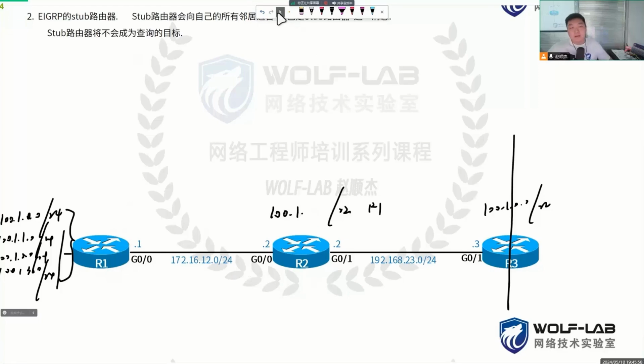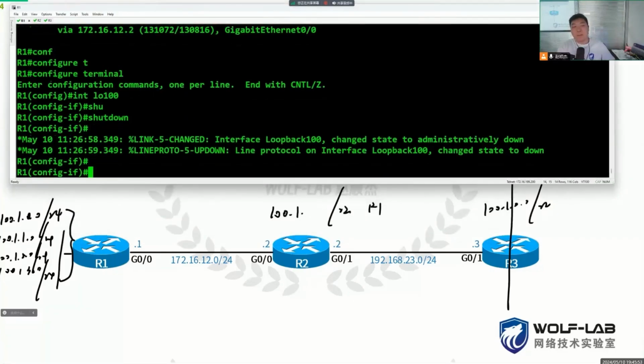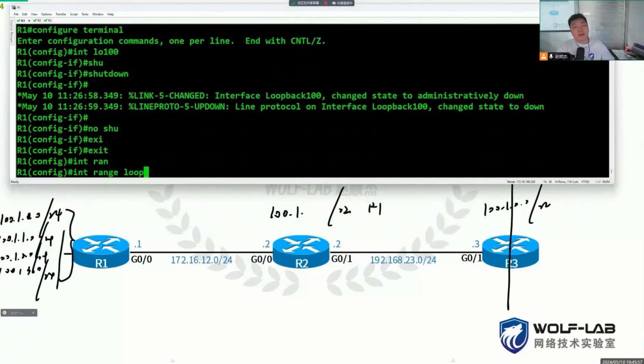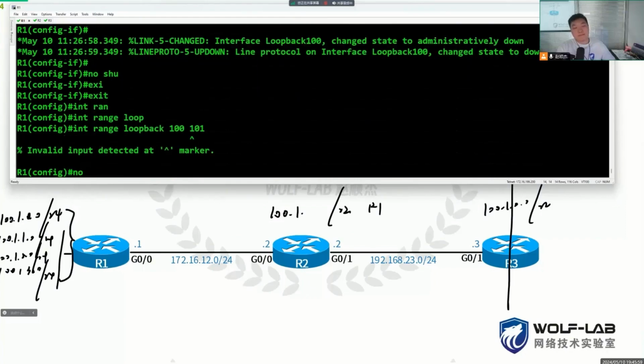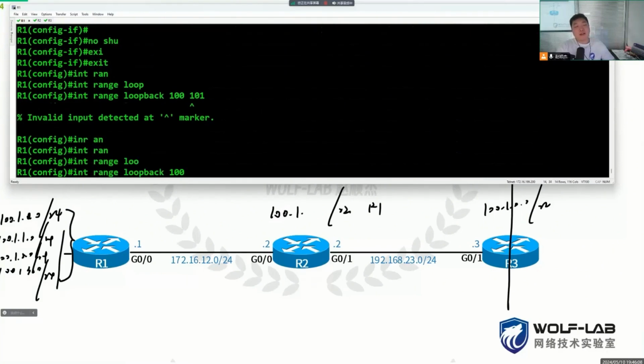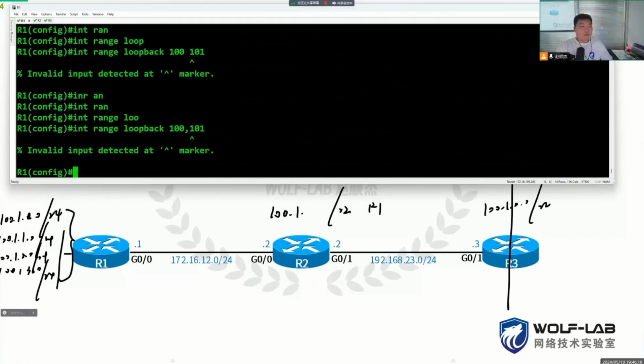Now suppose we remove the summary. We delete all our summaries on the R1 side, restore the results first: interface range loopback 100 to 101. Sorry, I've been hitting Huawei equipment a lot in the past few days. Interface range loopback 100, 101. Wait a moment, 100 to 101, shutdown, sorry.